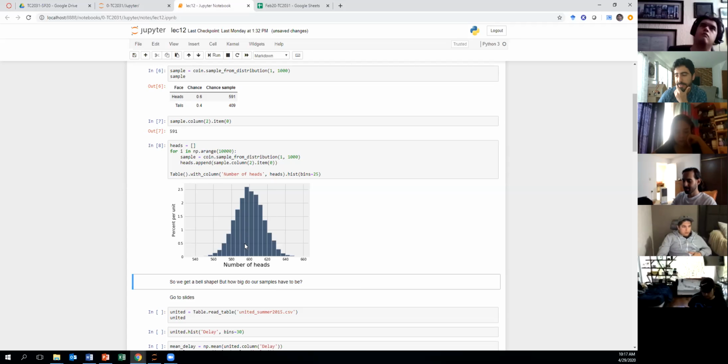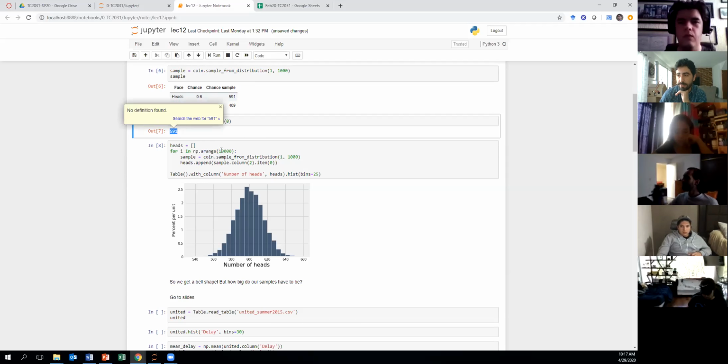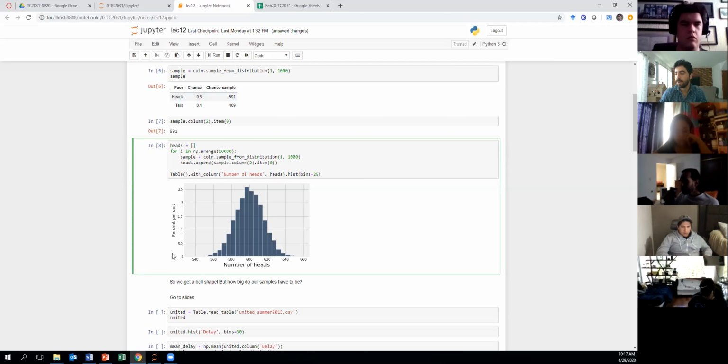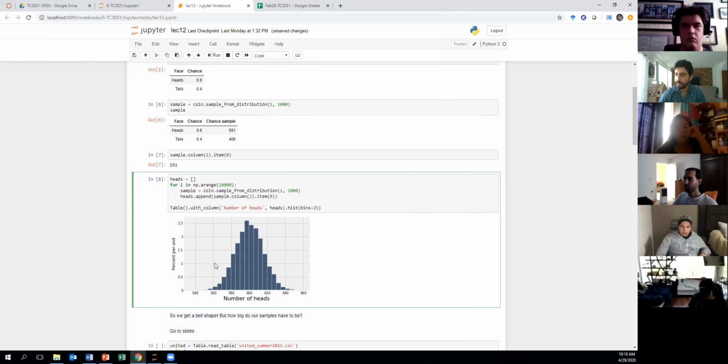So basically what I'm doing here is taking one sample, I have this number of heads, I take another sample, I have another number, I take another sample, another number, and I do that 10,000 times, and I end up with this. So this is what I'm talking about with the central limit theorem: we end up from not a normal distribution to a normal distribution. Okay, is that clear? Any questions so far? That's what we are doing.